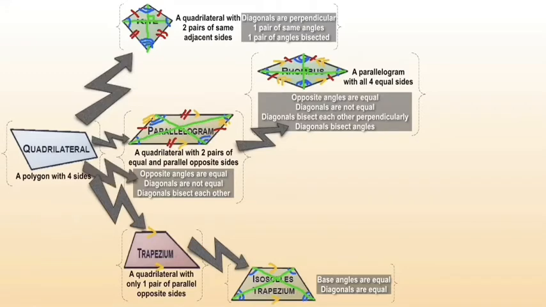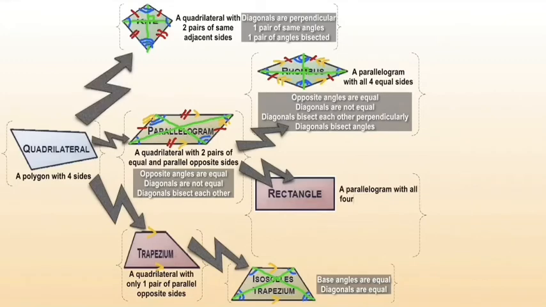Another one which is divided from the parallelogram is the rectangle. A rectangle is a parallelogram with all four right angles. And the same thing, you have to know that a rectangle must have the same properties as a parallelogram. So these two sides will be parallel and these two sides will be parallel. And it says the rectangle has four right angles, so all the interior angles of the rectangle are 90 degrees.